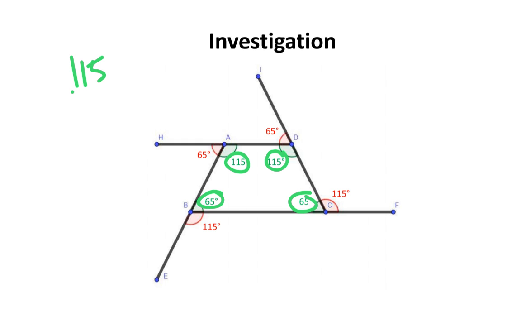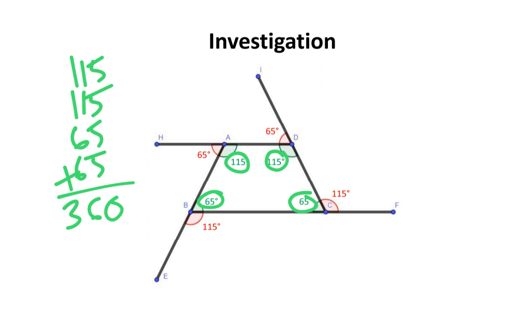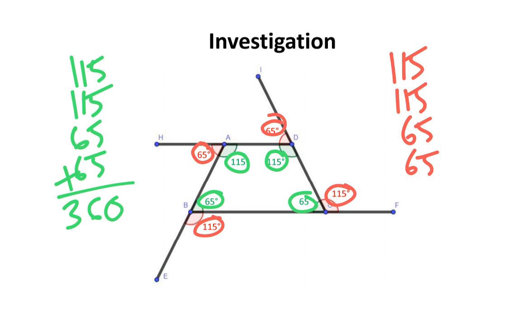If I add up these interior angles, the sum happens to be 360 degrees. Let's take a look at the exterior angles of 65, 65, 115, and 115. If I add these exterior angles up, you'll also see that they have a sum of 360 degrees. We'll have to look at another quadrilateral to see if this pattern is true.